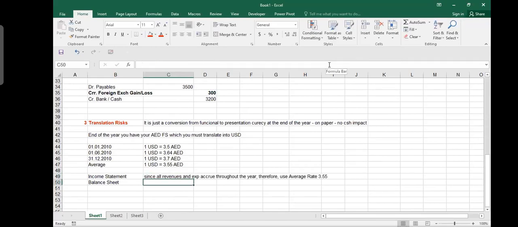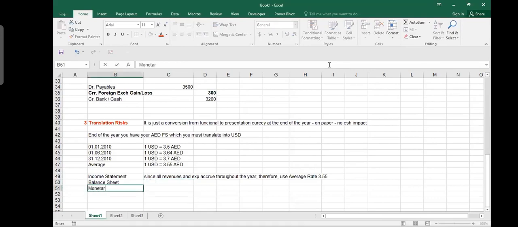Because income statement revenues did not appear on one particular date. They accrue throughout the year, and throughout the year your average rate is 3.55. So you multiply your revenue with 3.55 or divide it? You are dividing, because you are showing it in USD. Your income statement has 1 million dirhams, divide with 3.55. 600,000 cost of sale divided with 3.55. So everything divided by 3.55, and you convert it into USD. Clear?